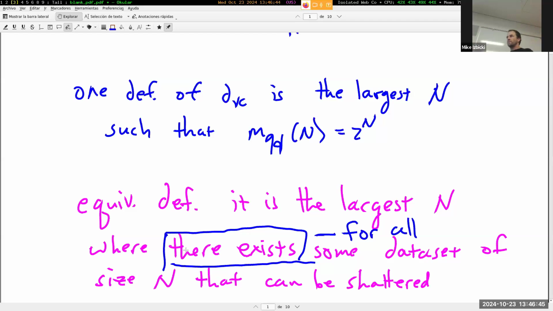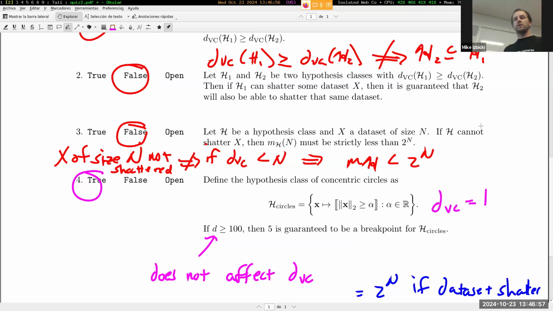Eva? I was just going to ask if you were to reword the question. Oh yeah, so the question is, is there a way that we could reword this question so it becomes true? To reword this question to make it true, instead of having X be just some particular data set of size n that H cannot shatter, we'd have to say H cannot shatter all data sets of size n. Then MH of n must be strictly less than 2 to the n, and that becomes a true statement.